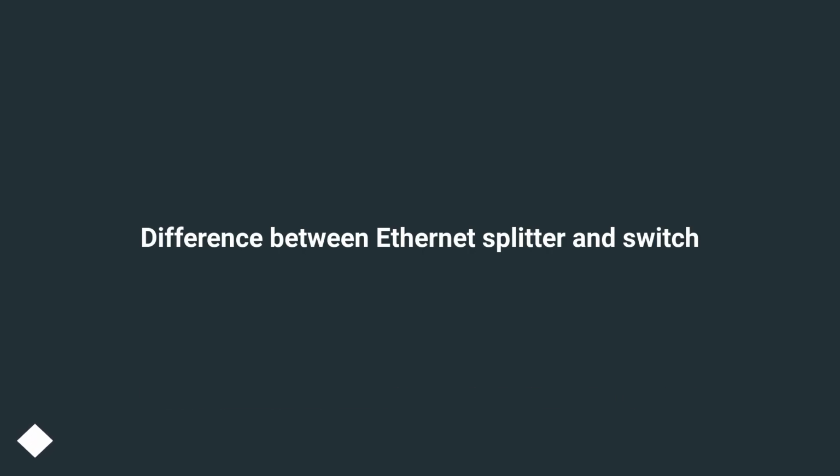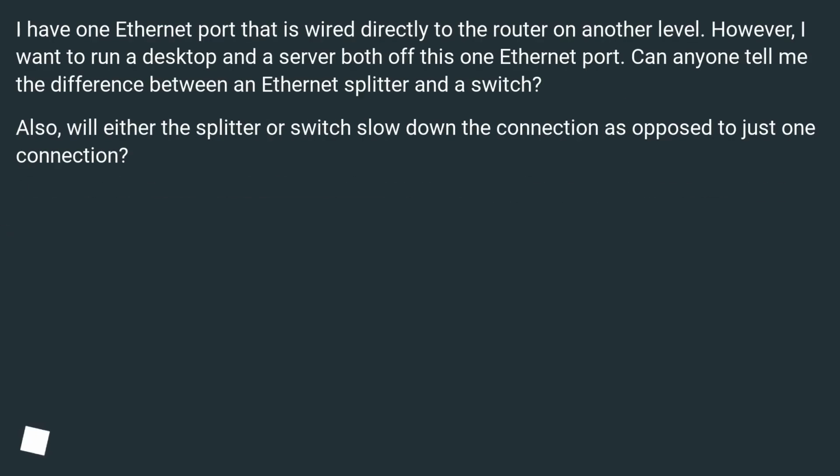Difference between Ethernet splitter and switch. I have one Ethernet port that is wired directly to the router on another level. However, I want to run a desktop and a server both off this one Ethernet port. Can anyone tell me the difference between an Ethernet splitter and a switch? Also, will either the splitter or switch slow down the connection as opposed to just one connection?